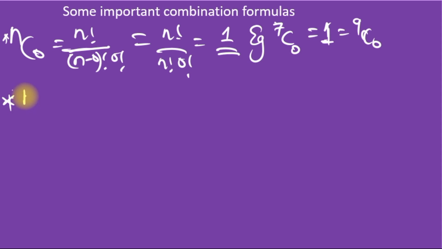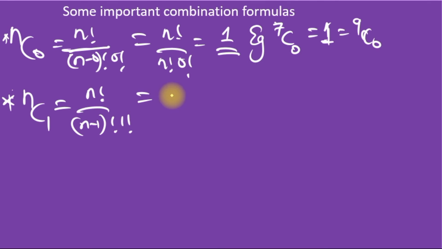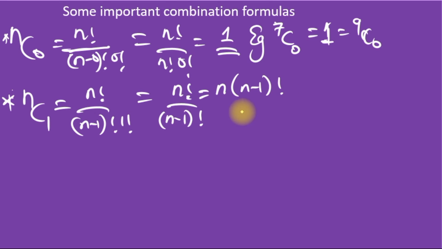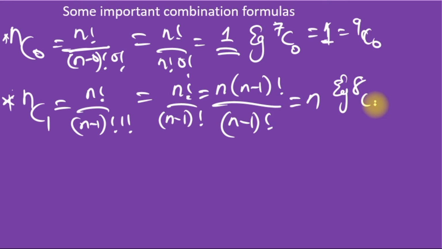The second one, n combination 1, is n factorial over n minus 1 factorial times 1 factorial. You know 1 factorial is 1. So we have n factorial over n minus 1 factorial, and we can write n factorial as n times n minus 1 factorial over n minus 1 factorial. And what is common cancels, so we have n. So example, if someone asks you 8 combination 1, the answer is 8, or 9 combination 1, the answer is 9.